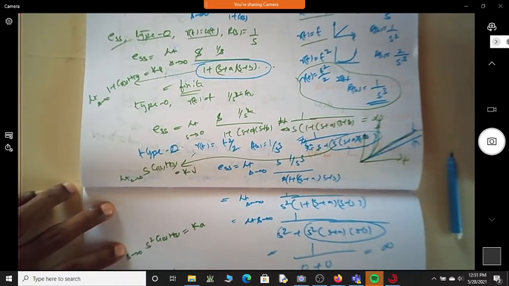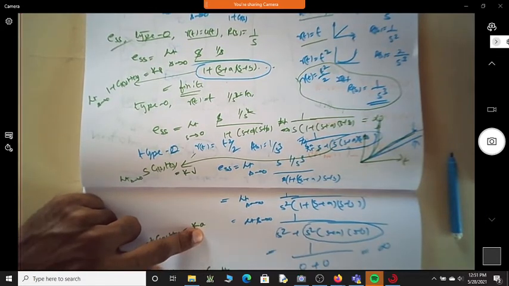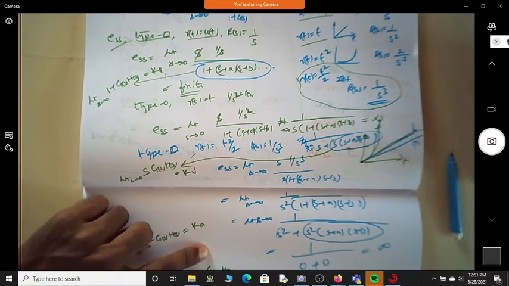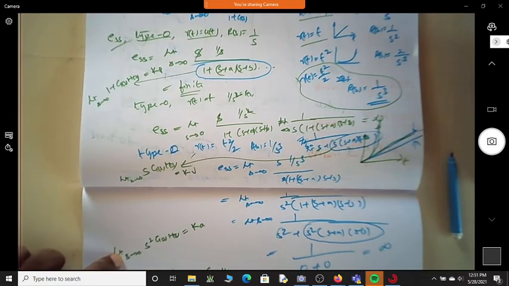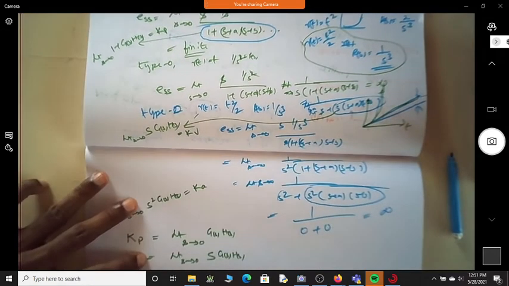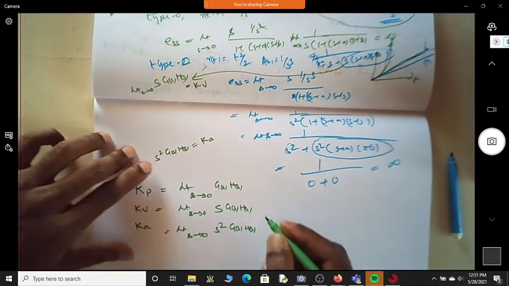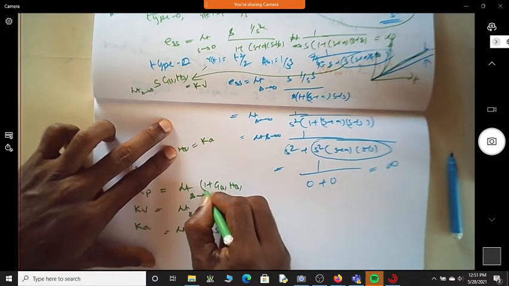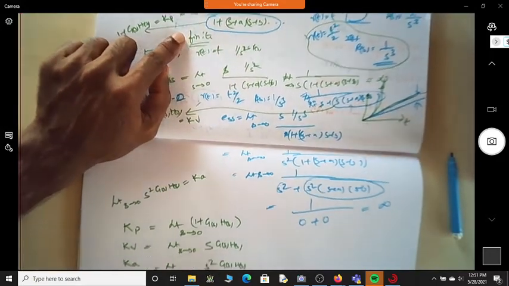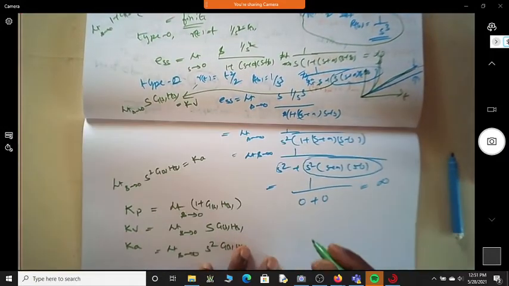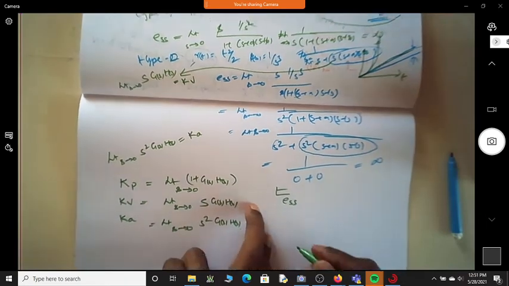What is Kp? Limit of s tending to 0, g of s into h of s. This is limit of s tending to 0, s into g of s into h of s. This is limit of s tending to 0, s square into g of s into h of s. Sorry, here it is 1 plus. There is a 1 plus. Can you see here? Yes, sir. It's multiplied. So, ESS is for a step input.